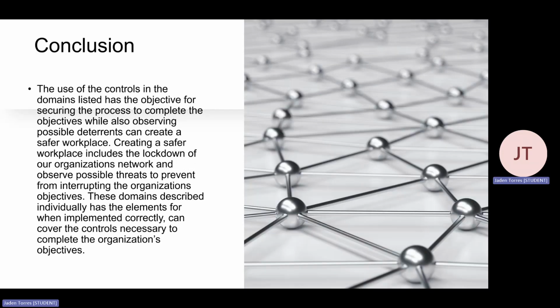For our conclusion, the use of the controls in the domains listed has the objective of securing the process to complete the objectives, while also observing possible deterrents can create a safer workplace. Creating a safer workplace includes a lockdown of our organization's network and observing possible threats to prevent them from interrupting the organization's objectives. These domains described individually have elements that, when implemented correctly, can cover the controls necessary to complete the organization's objectives.